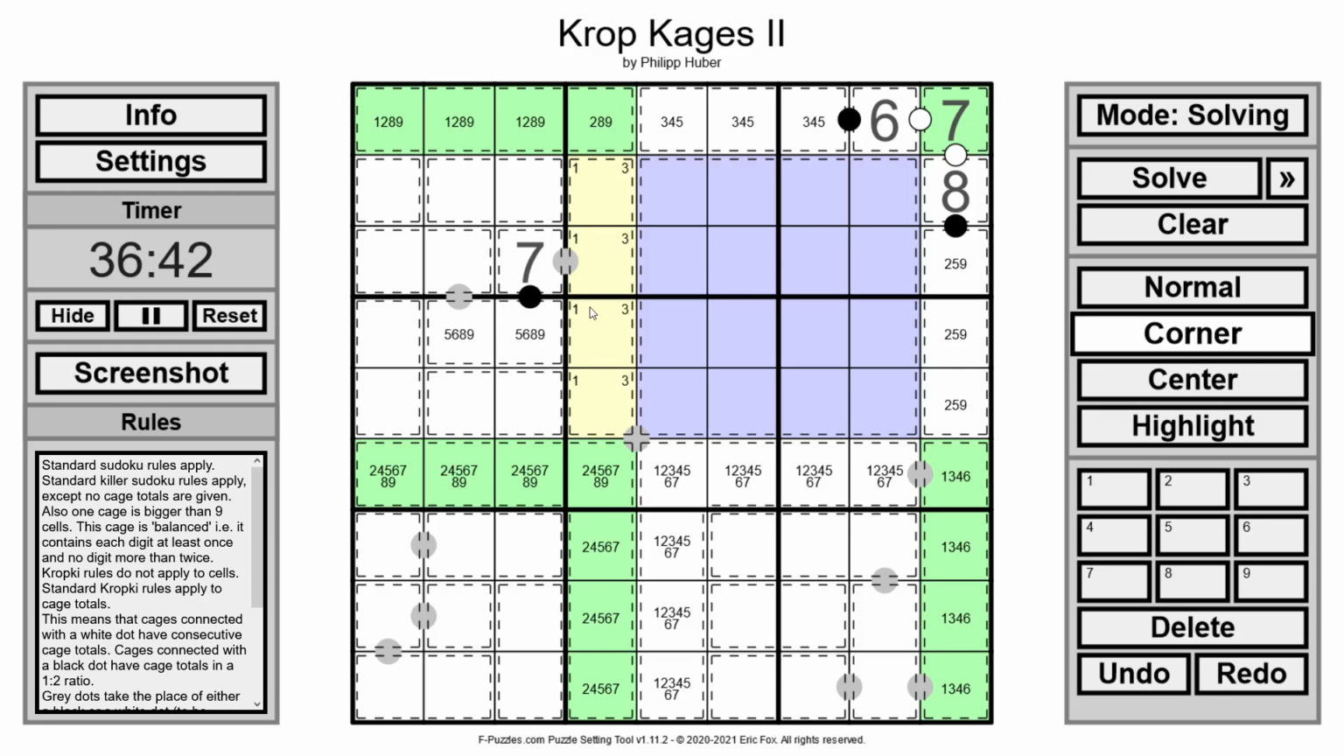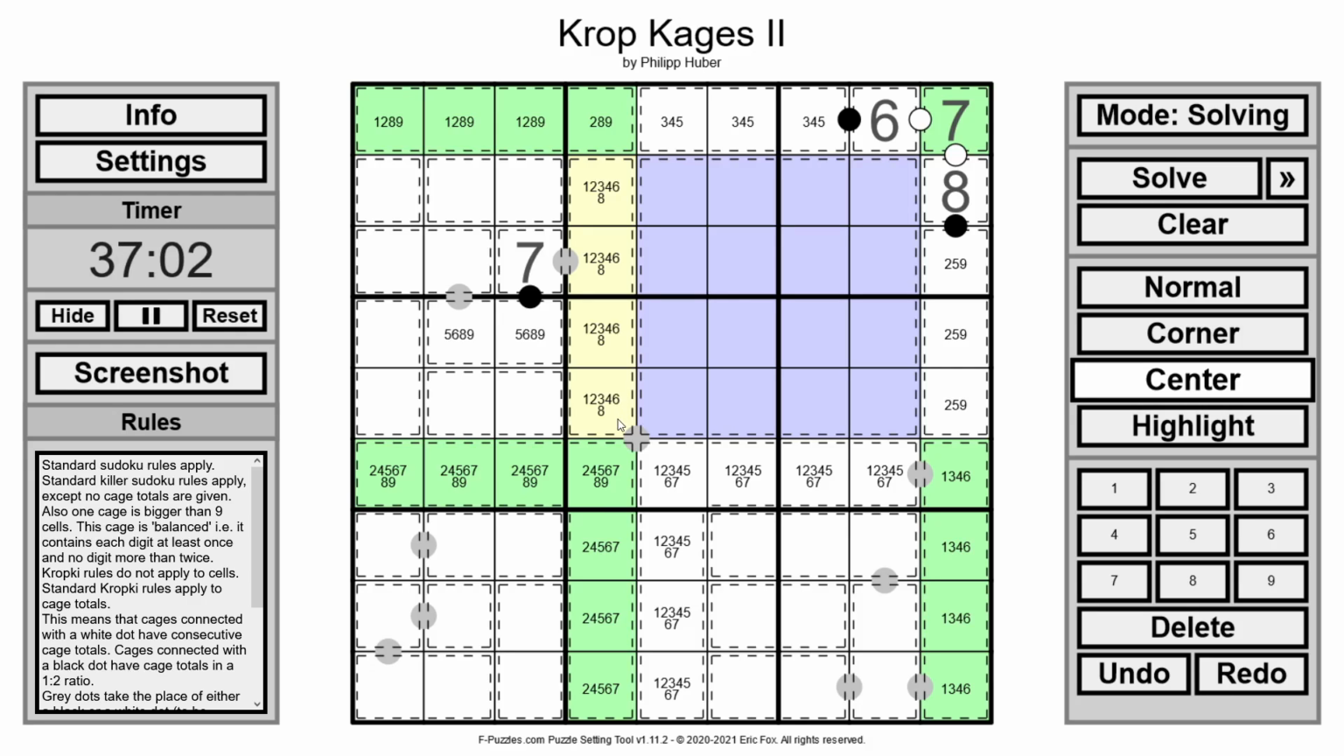Now I won't put these pencil marks in quite yet, or maybe I will. I think it's easier to see. So I put in a 1 and a 3 that are definitely in there, and then we have the 2, 8 and the 4, 6 as the only options to add to 10 in this cage.